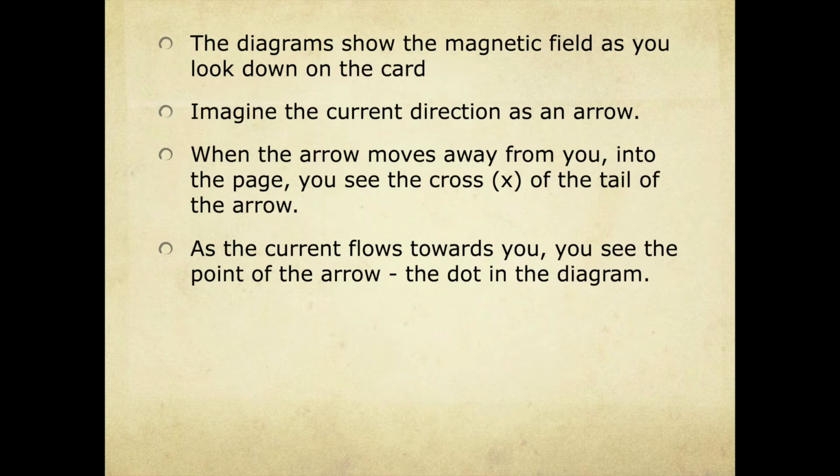A couple of ways to remember this is to consider it to be an arrow that's been shot. If you're standing there and you've shot the arrow into the page, you would see the tail feathers, created in the X, going into the page. And if it were coming out of the page toward you, you would see the tip of the arrow, which looks like a dot. That's just one way to keep in mind what it might look like and how it can be remembered.